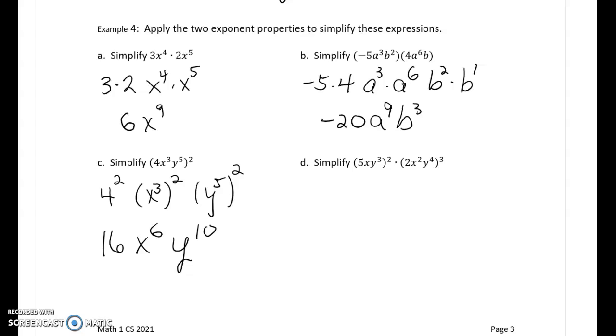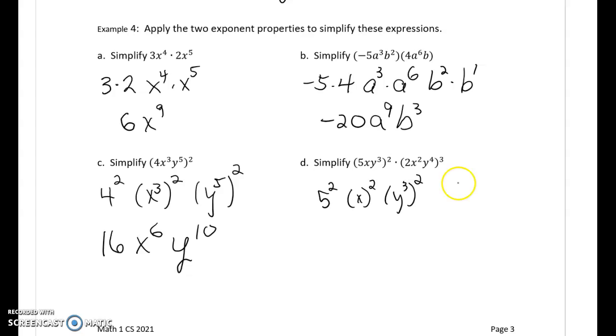All right, so for part D, again, we have an exponent hanging around outside of parentheses. Again, got to be aware of those things. So we're going to do what we did in part C. We're going to distribute that. So it's going to be 5 squared, x squared, and y cubed squared. All right, everything in that parentheses is going to get that exponent of 2.